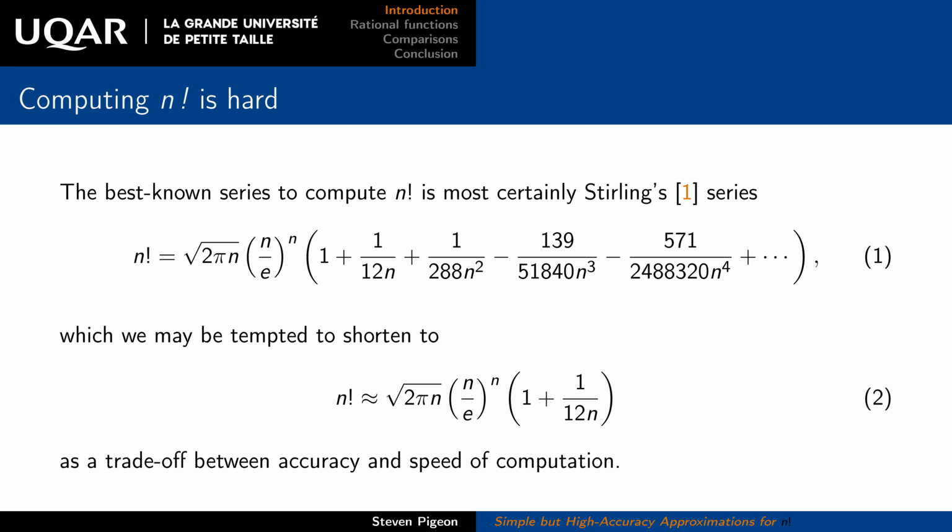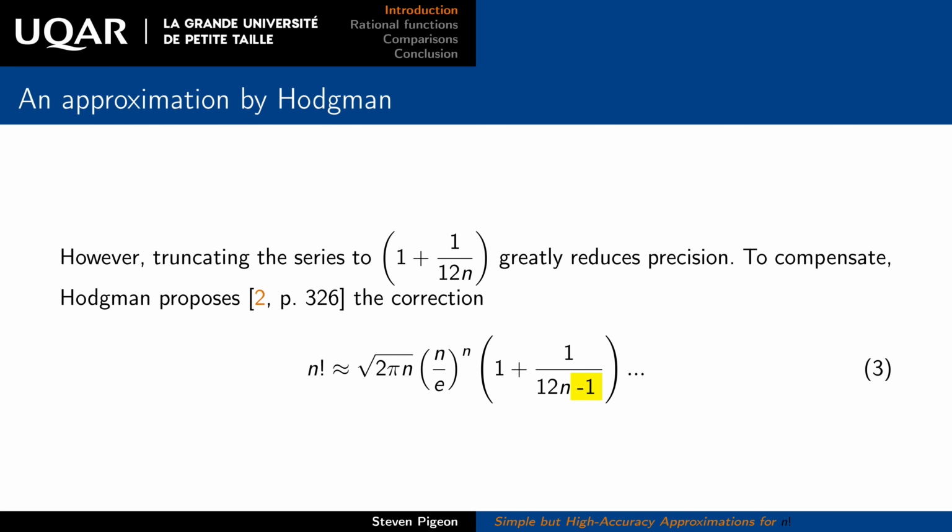One might want to truncate it only to its first two terms, as shown here in equation 2, as a good trade-off between accuracy and speed of computation. However, truncating its series to only two terms greatly reduces precision. To compensate, Hodgman, in the 10th edition of the CRC Standard Mathematical Tables of 1955, proposes a correction, a -1 in the denominator of the second term, shown here in equation 3.